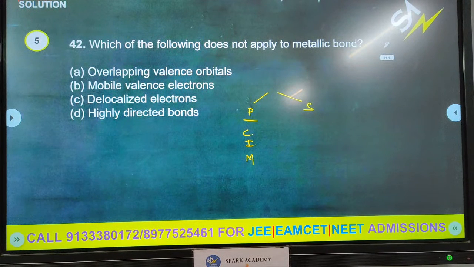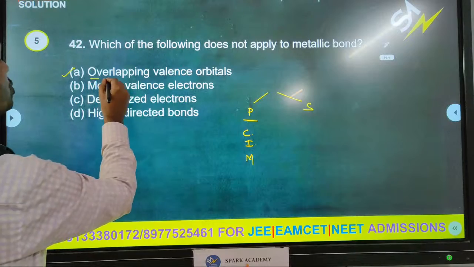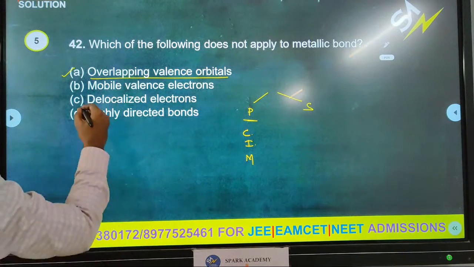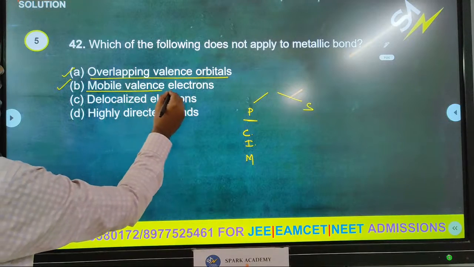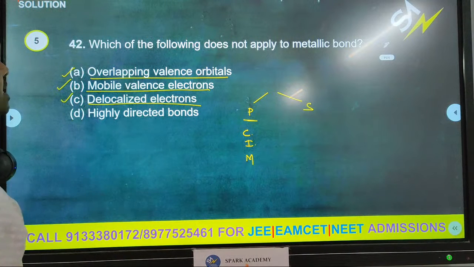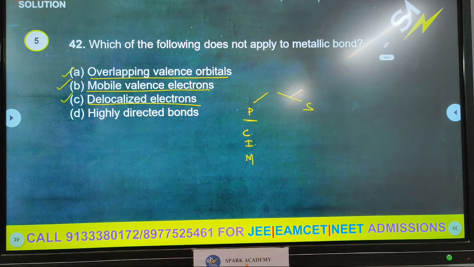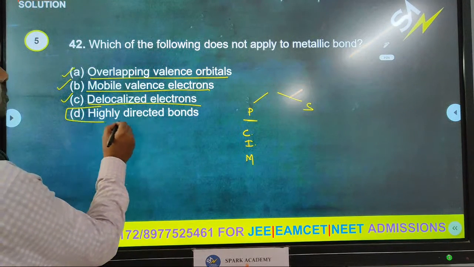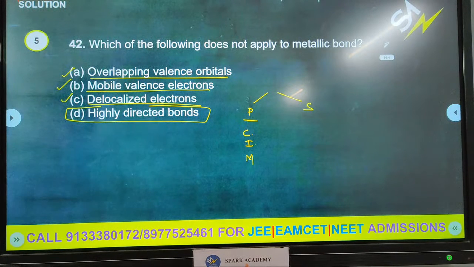Overlapping valence orbitals: overlapping valence electrons lead to the formation of the bond. Mobile valence electrons means electrons which are delocalized; they transfer from one place to another. Highly directed bonds are not possible in the case of a metallic bond. So in a metallic bond, overlapping and mobile delocalized electrons are there, but highly directed bonds are not present.